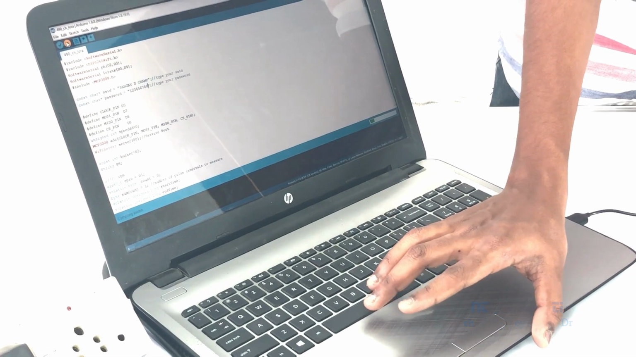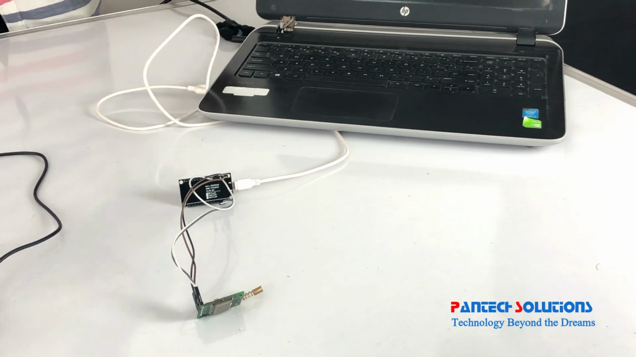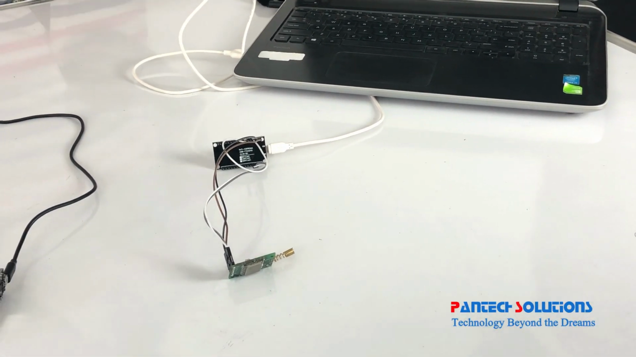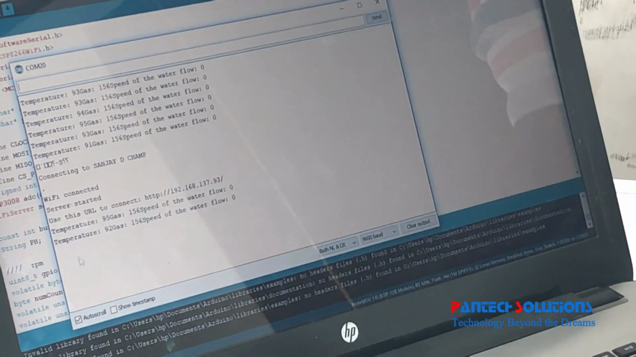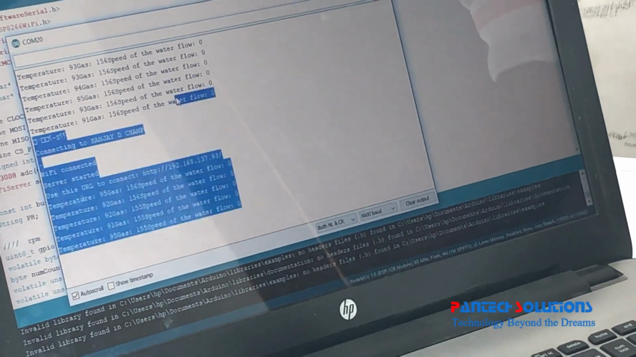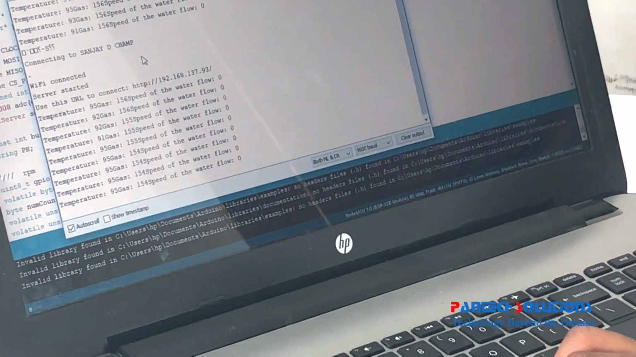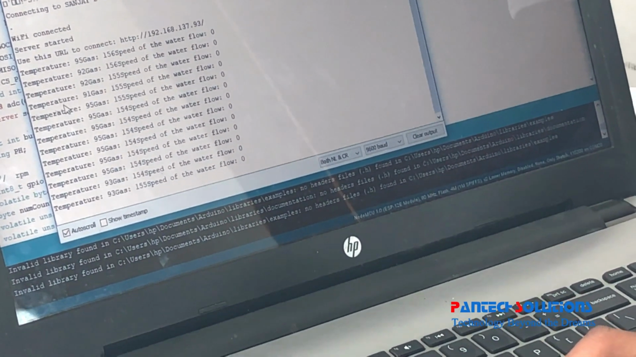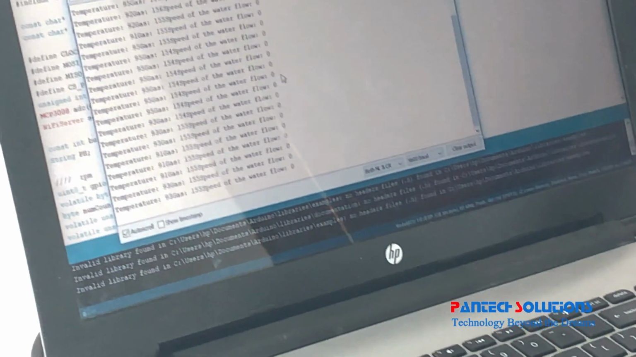Before that, first I am uploading the code here. On the receiver side we are not using any code; it's just a microcontroller used for USB to TTL conversion. First it shows connecting to the Wi-Fi network. Once connected, it streams the sensor values: first temperature, then gas, and then the speed of the water flow.